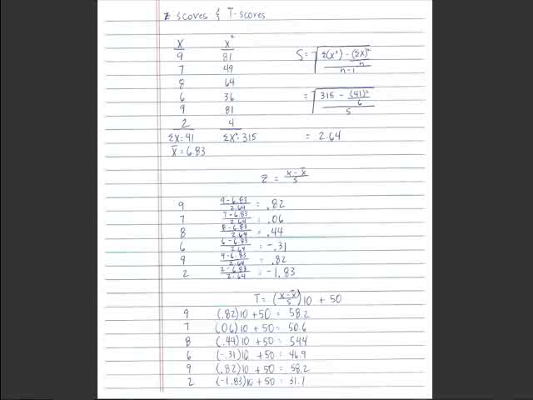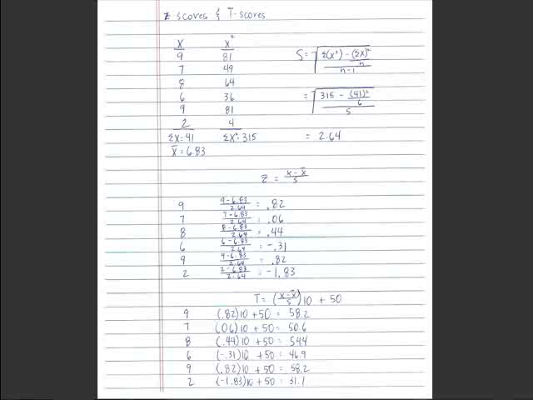So which one of those raw scores was furthest away from the mean? And hopefully you determined that it was the raw score of 2, because the 2 was 1.83 units below the mean.